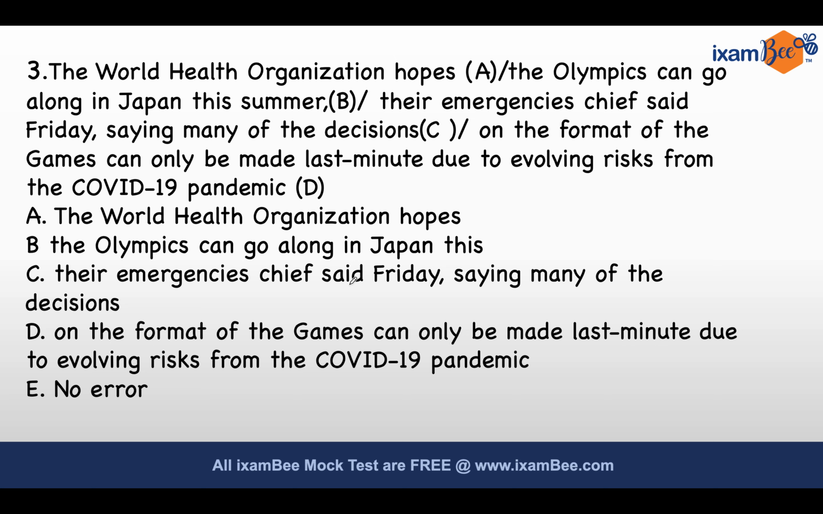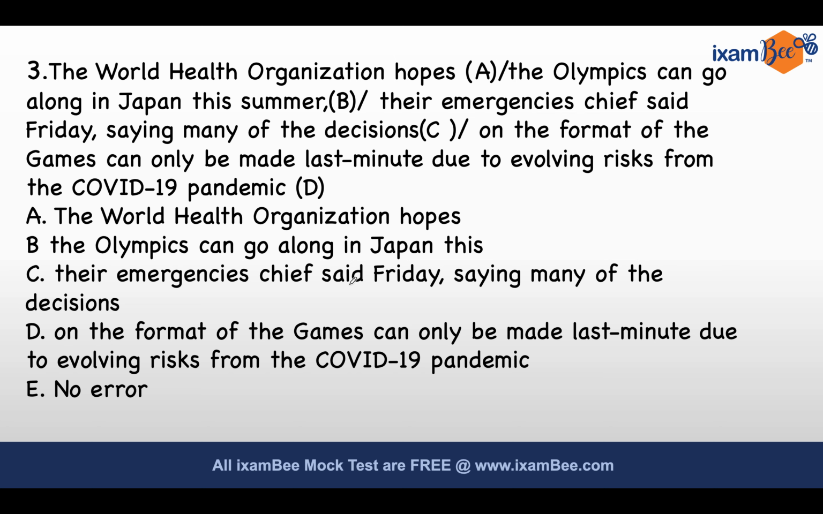The World Health Organization, now let's do this quickly, okay? Hopes the Olympics can go along in Japan this summer. Their emergencies chief said on Friday, saying many of the decisions on the format of the games can only be made last minute due to evolving risks from the COVID-19 pandemic. Yes, the world is finally trying to come back to normal. The Olympics will happen in Japan this summer.